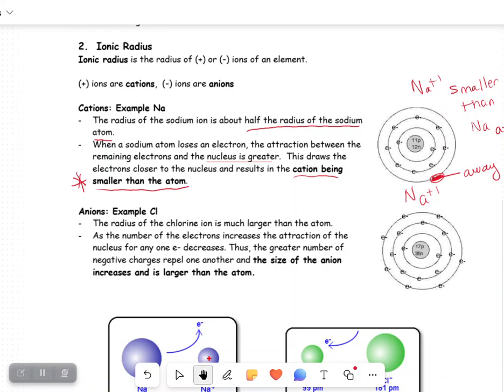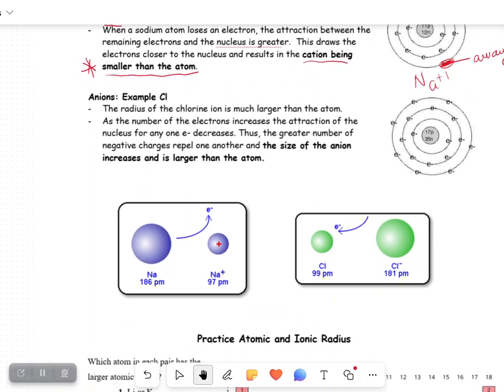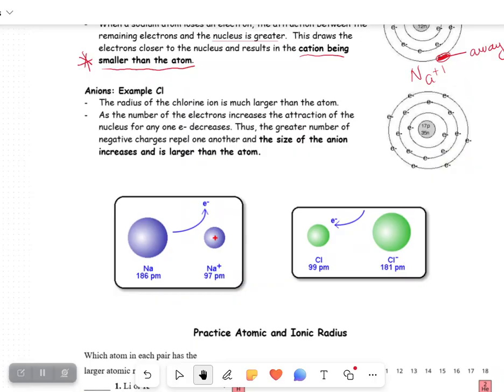All right, well, what about anions? It's a little different. Let's do chlorine again. So the radius of the chlorine ion is much larger than the atom. As the number of electrons increases, the attraction of the nucleus for one electron decreases. Thus, the greater number of negative charges repel one another, and the size of the anion increases and is larger than the atom.